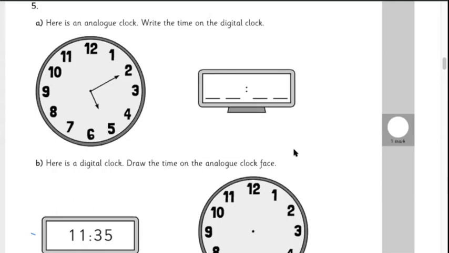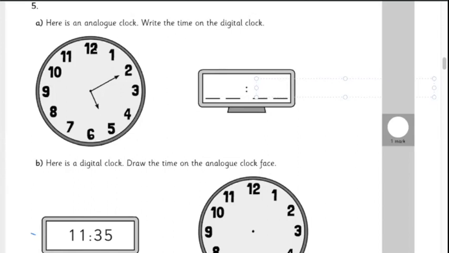Okay, so here is an analog clock. Write the time on the digital clock. So what we have to do for digital time is write the hour first. So this hour hand here is pointing at the 5. So this needs to be either 05 if it's the morning or 17 if it's the afternoon. Okay, because that's how digital time works now. So 05 or 17 for your hours.